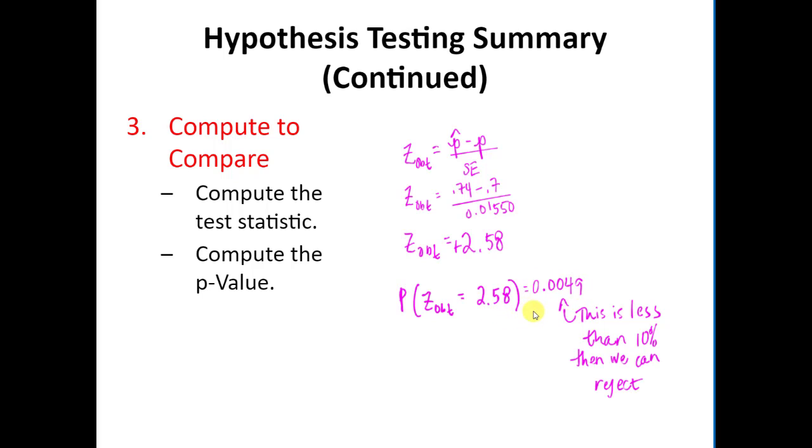The probability of getting a z-score greater than 2.58 is 0.0049. So since this probability is less than the 10% that we were willing to risk, then we have enough certainty that there is some phenomenon happening with the sample that we can reject.